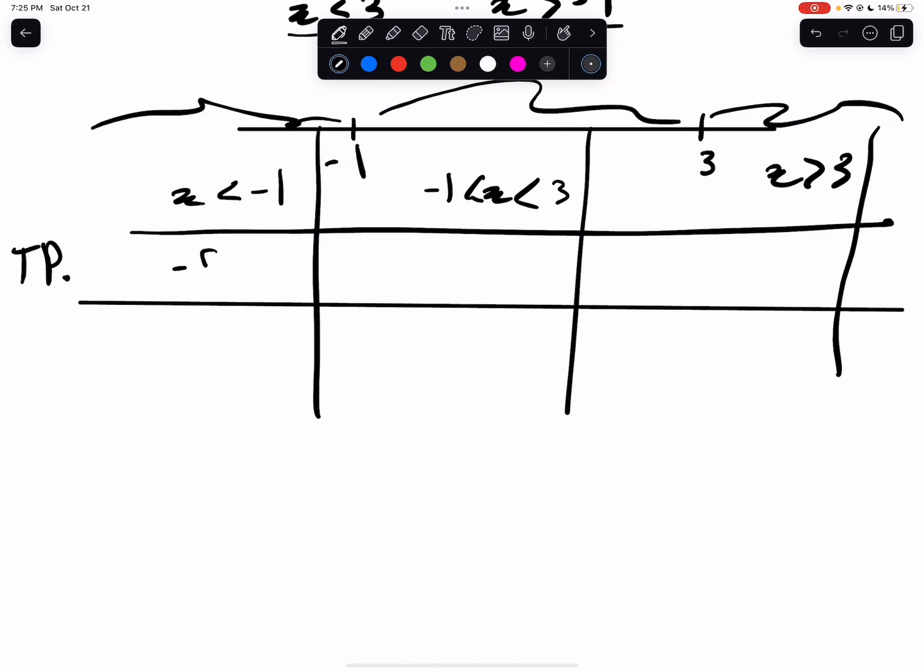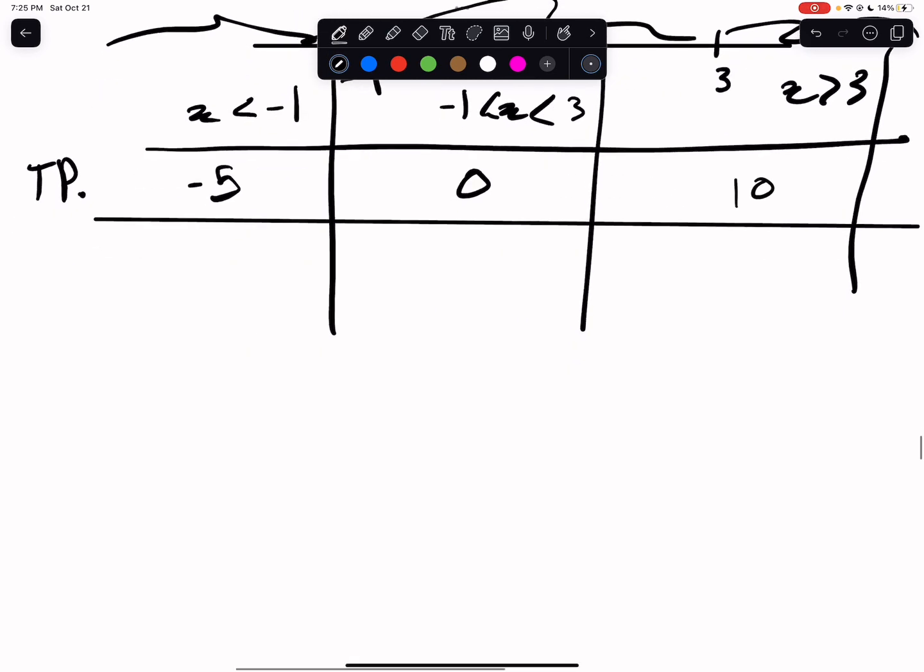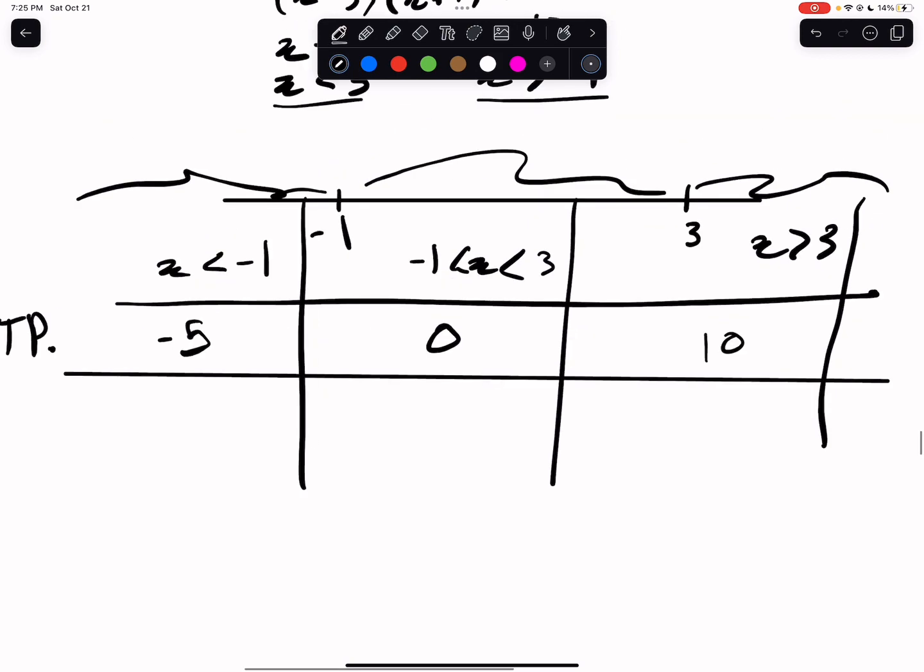That can be, let's say, minus 5. A number between minus 1 and 3, 0. And a value which is greater than 3, 10. Now what we want to do is get our original equation.